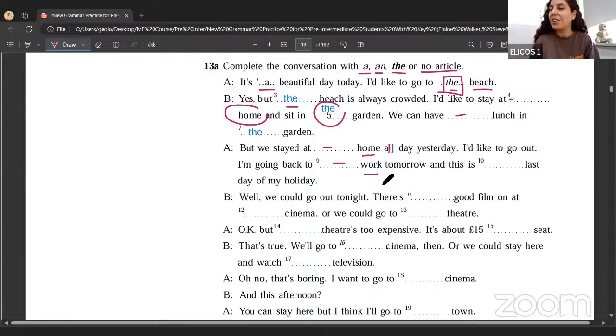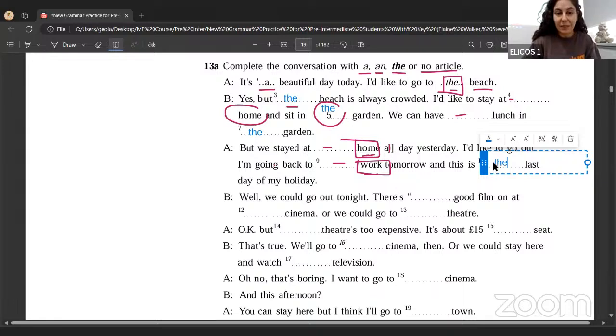I love staying at home. I like to work at home. So if these words are in the middle of a sentence, then no article. Tomorrow and this. It's very specific. This is the last day of my holiday. I know which day I'm talking about. It's not just a general day. This is the last day of my holiday.